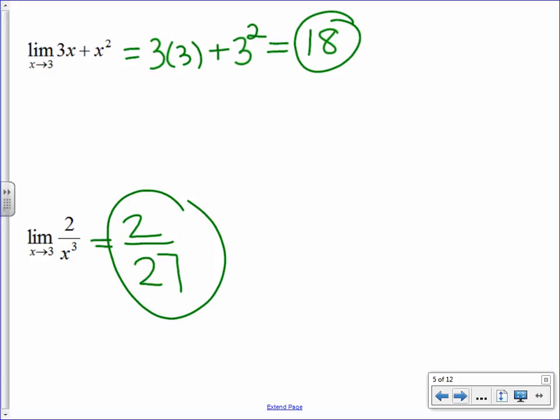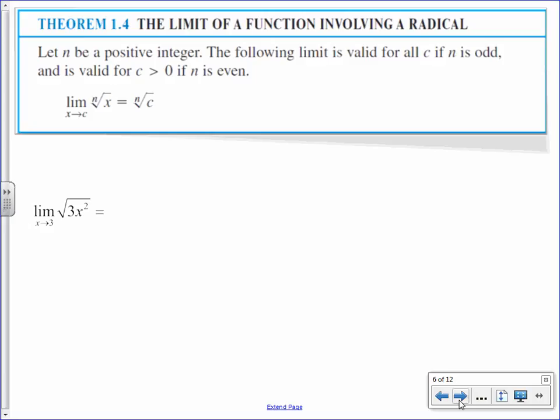The same thing applies to root functions. What do I mean by root? Square root, cube root, whatever, anything with a radical, okay? As long as we have just the radical, we can use direct substitution as long as the x value is in our domain. We have domain restrictions on even radical functions, correct? Yes, right? Square root of x, we can't plug in negative numbers.